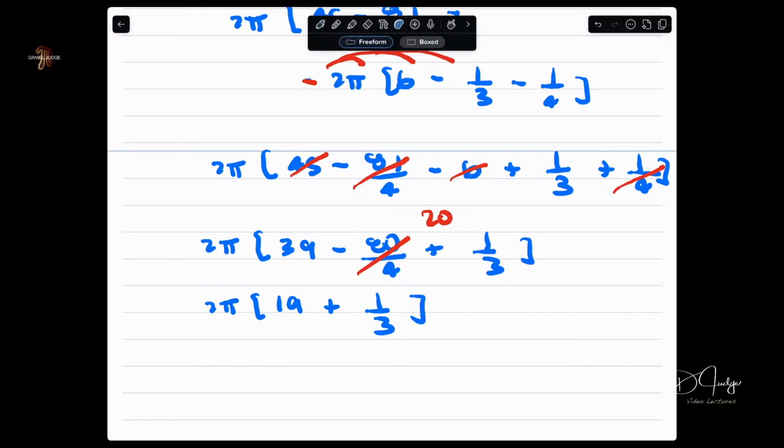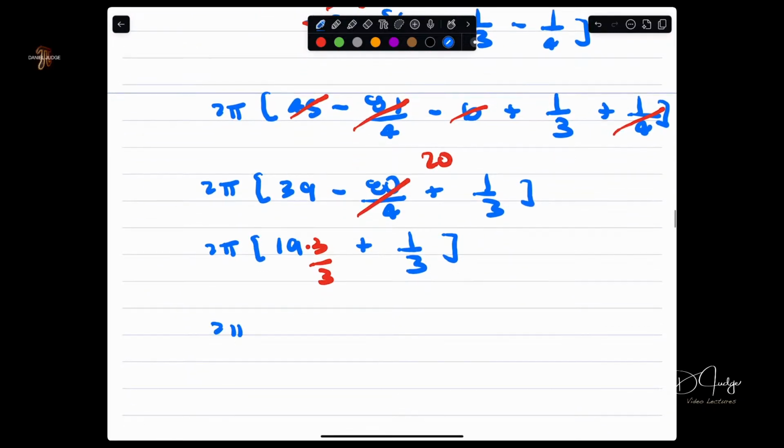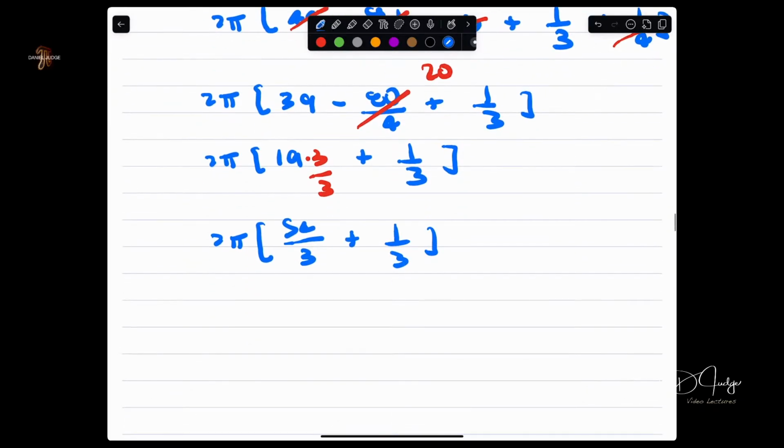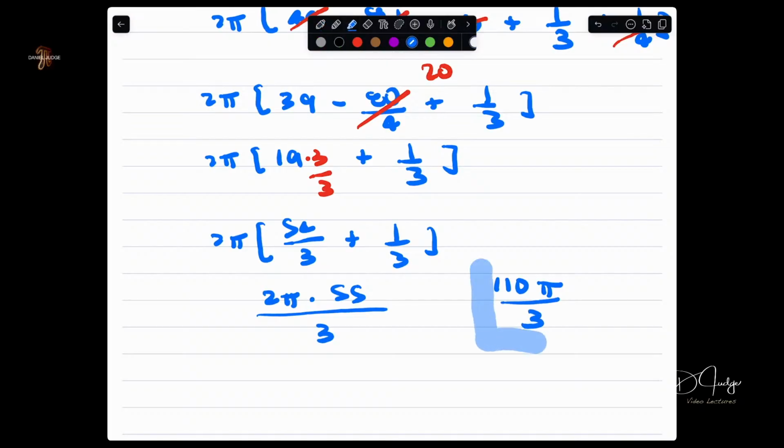All right. So we got a whole number plus a fraction. Multiply the top by 3 and the bottom by 3. You get what? 54/3 plus 1/3. So it looks like we get 2 pi times 55/3. This is really 110 pi over 3. And that's what I got with this one.